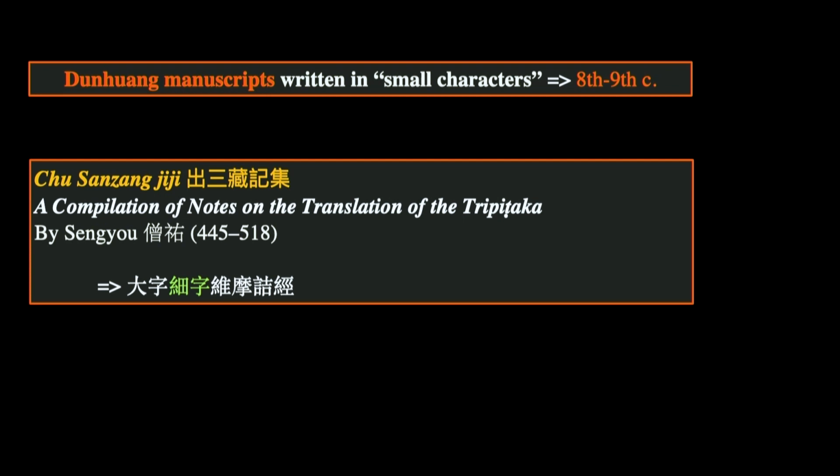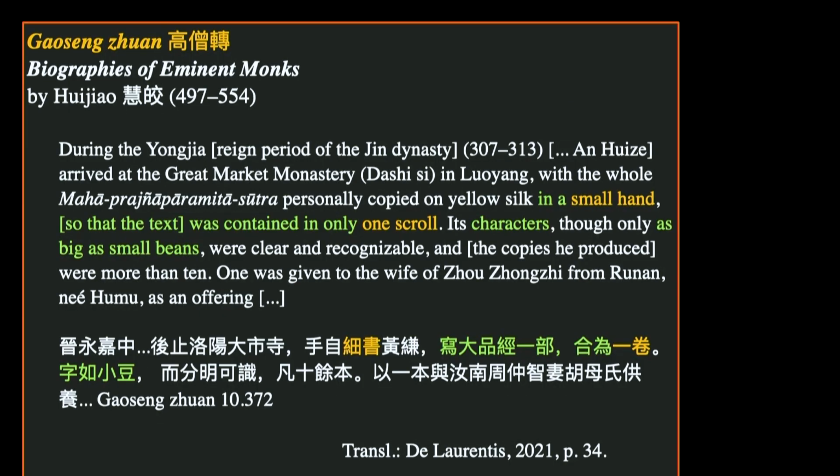For example, the famous Chu Sanzang Jiji by Seng You, who makes reference to copies of the Sutra of Vimalakirti written in big or small characters, 大字细字为摩诘经, and the Gaoseng zhuan speaks of xiaozi, which must be interpreted as small-size writing. And here I quote a passage translated by Pietro De Laurentiis in his recent book. So all these elements would seem to confirm that this practice was known in earlier phases of manuscript production and also in central China, of course.